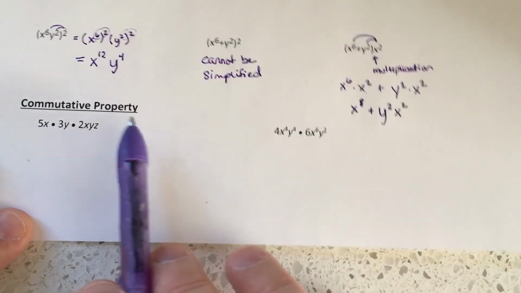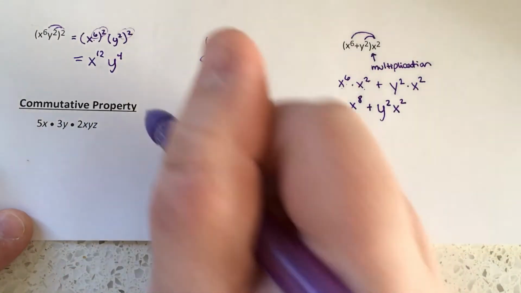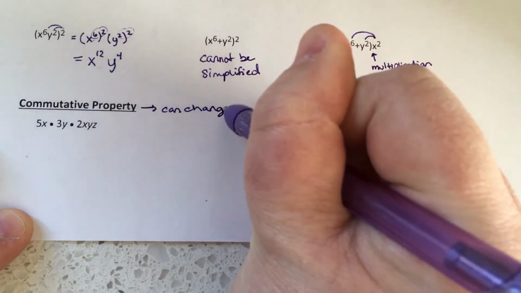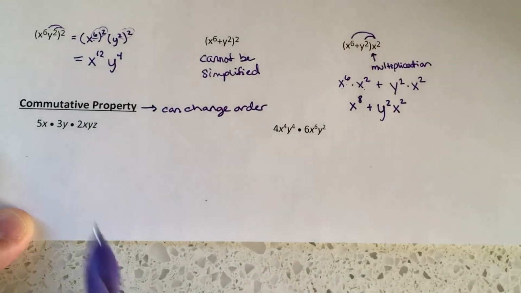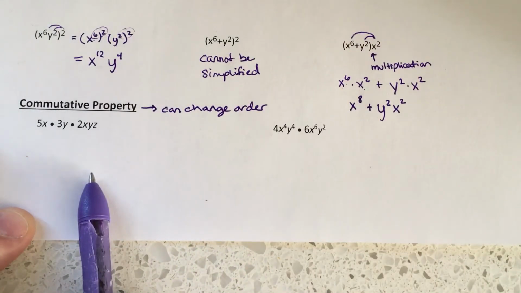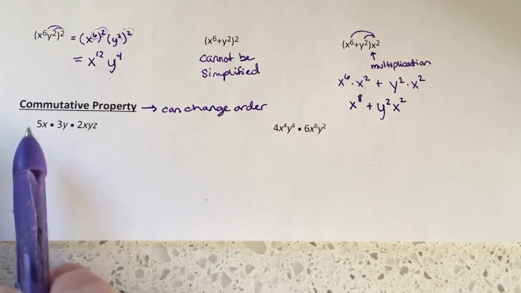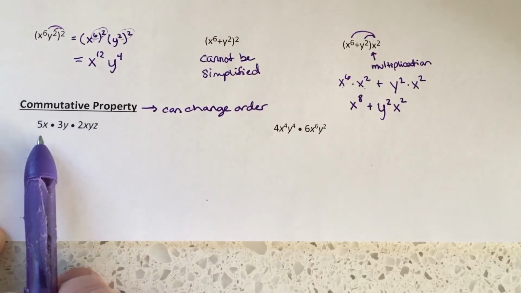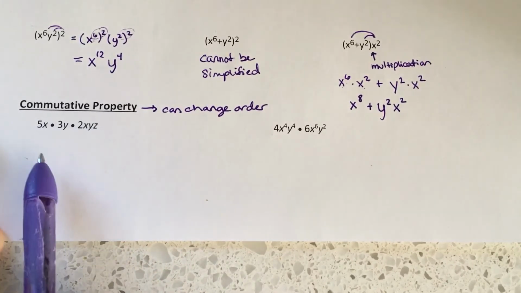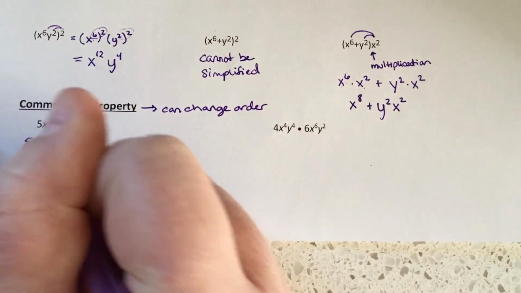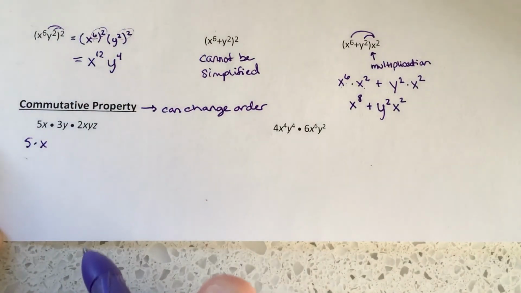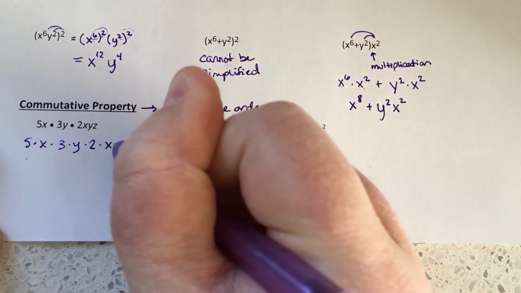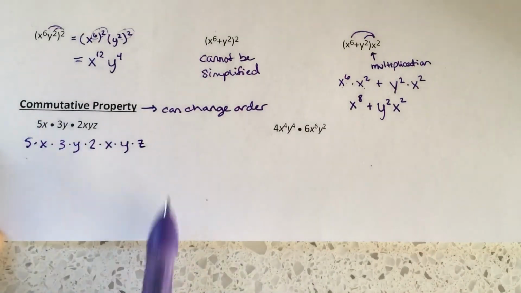Let's try some commutative property. Commutative means we can flip the order. So we can change the order of multiplication in these examples, but it also works with addition. So what I mean by this is that in this case, I have 5x times 3y times 2xyz. It looks like three separate factors, but in reality, there's a lot of different factors here. The 5 and the x are two separate pieces. The 3 and the y are two separate pieces. The 2, the x, the y, and the z are really all separate factors.